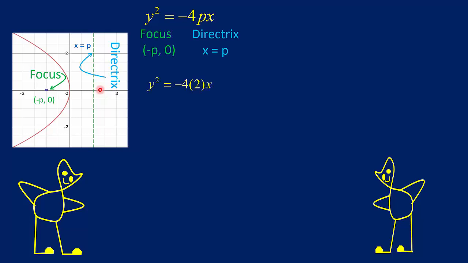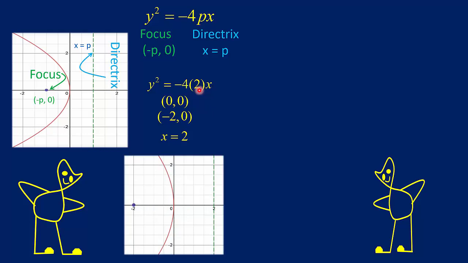To get from the vertex to the directrix, we move to the right. Let's look at an example here for this one. So we've got y squared equals negative 4 times 2x. Now clearly you can still see that the p is 2. However, that negative tells us this thing is opening to the left. So that doesn't change the vertex. However, it does change how we get the focus. To get to the focus, we're going to move to the left 2 units. To get to the directrix, we move to the right 2 units. This is what the graph looks like.